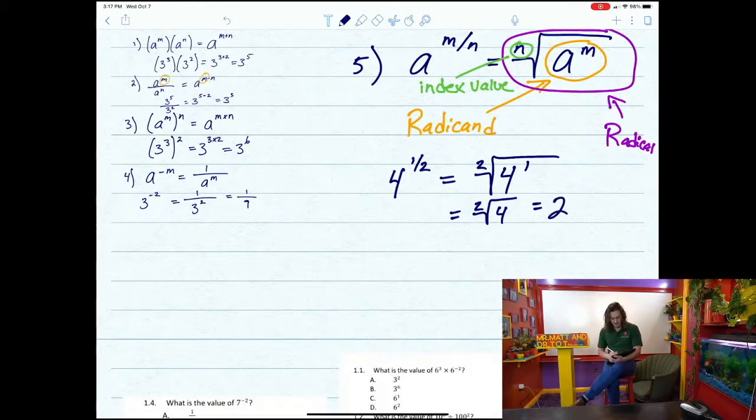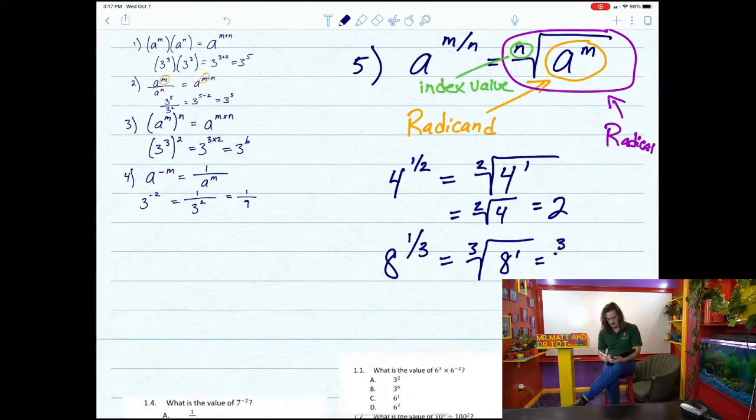Same thing, like if we had 8 to the 1/3 power, that's another way of writing the third root of something in fractional exponential form. So this would be translated into the third root of 8 to the first power, but again, any number to the first power is always going to be that number itself. So this is going to be just the cube root of 8, which is also 2. If you have any questions on that, please let me know.